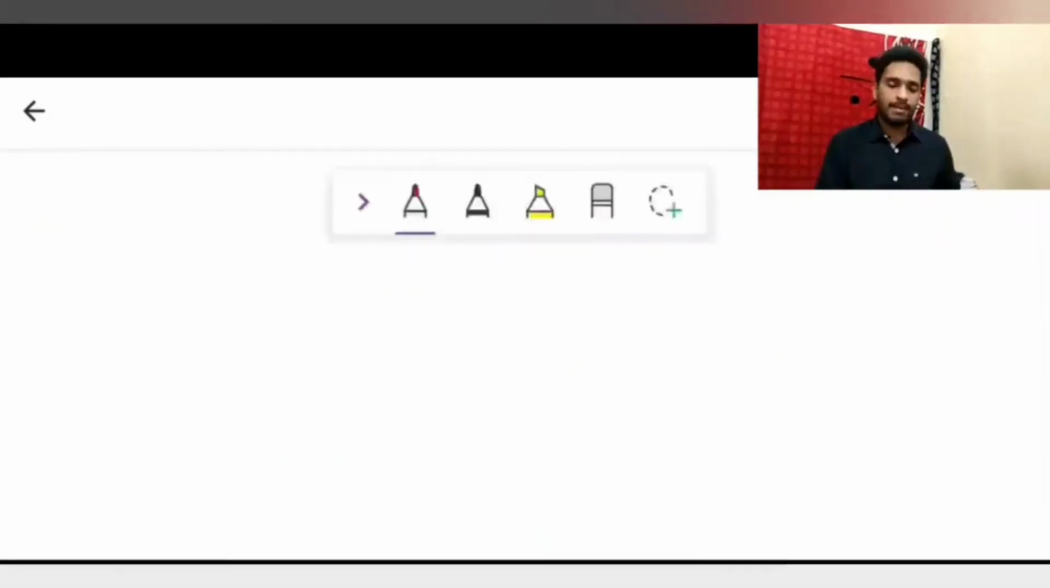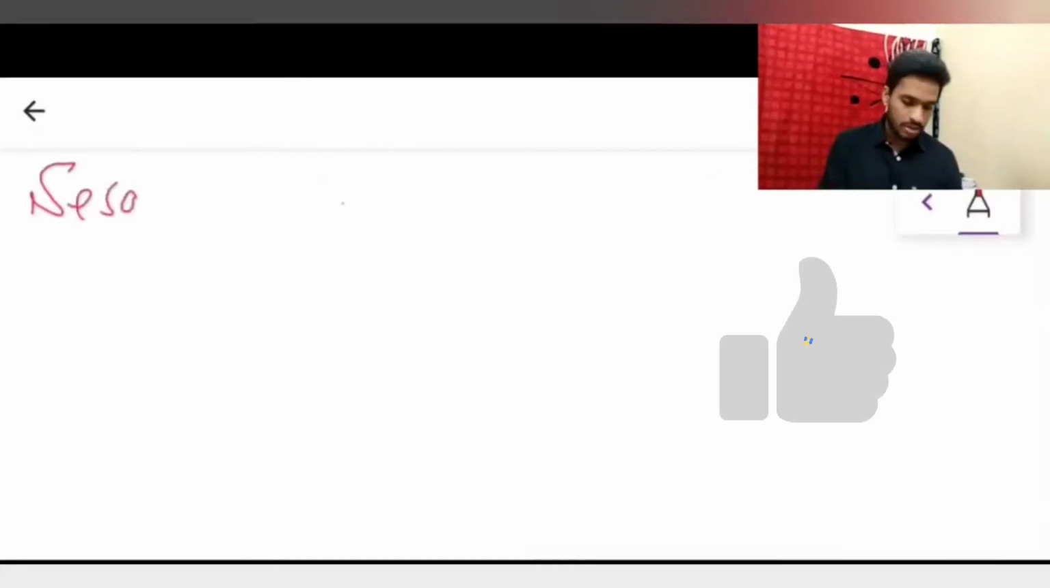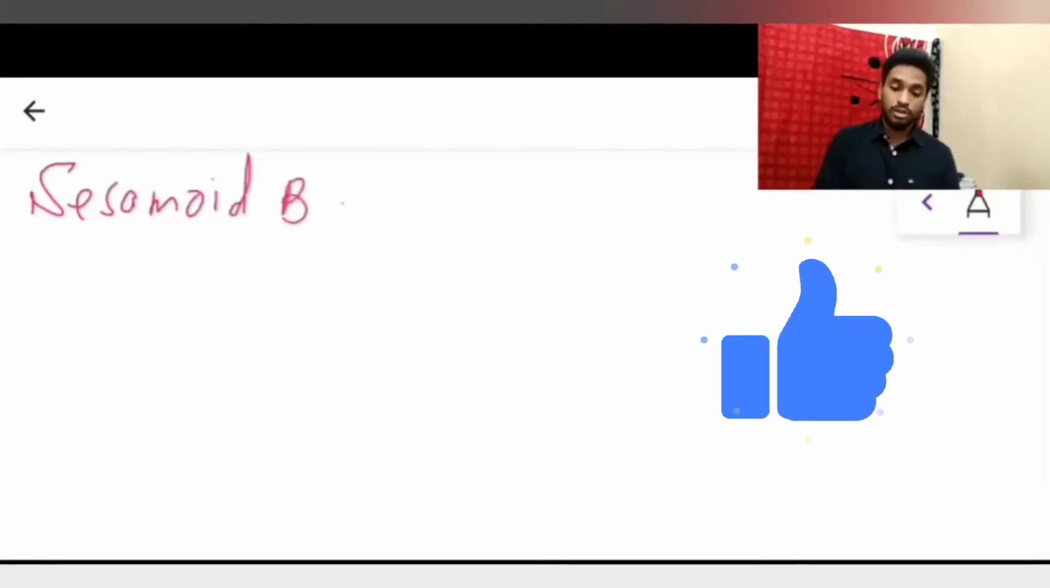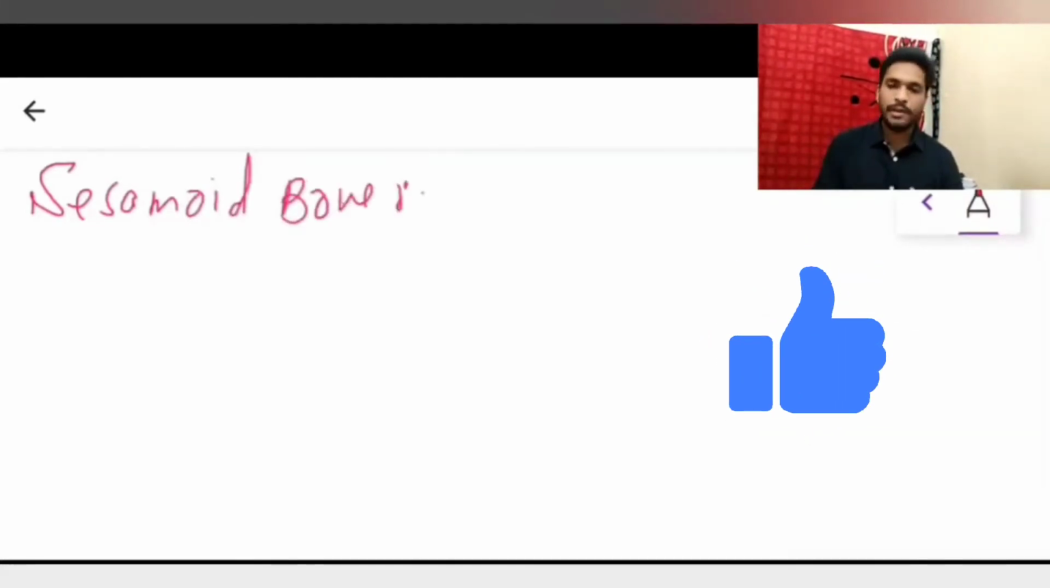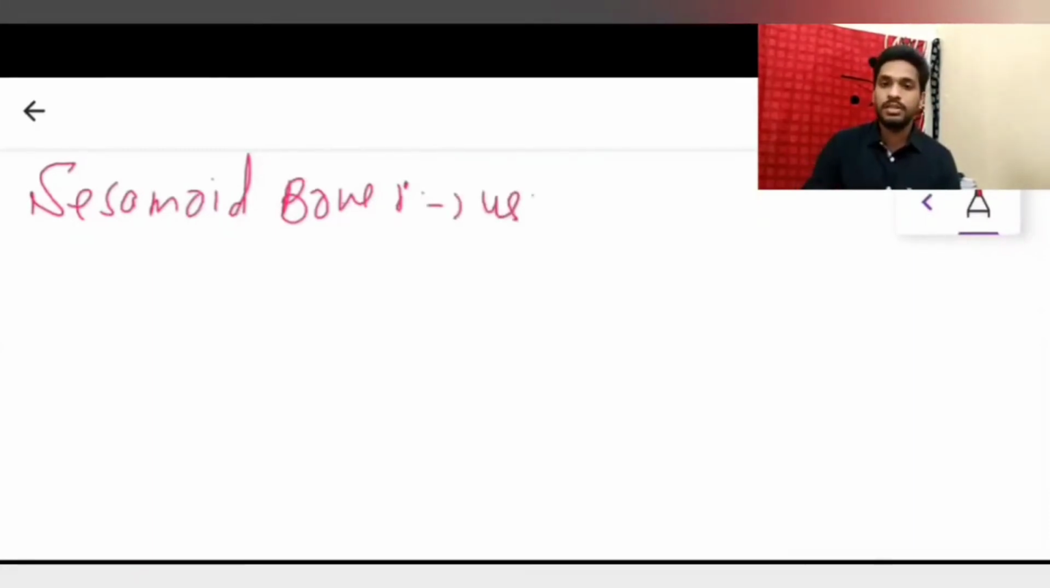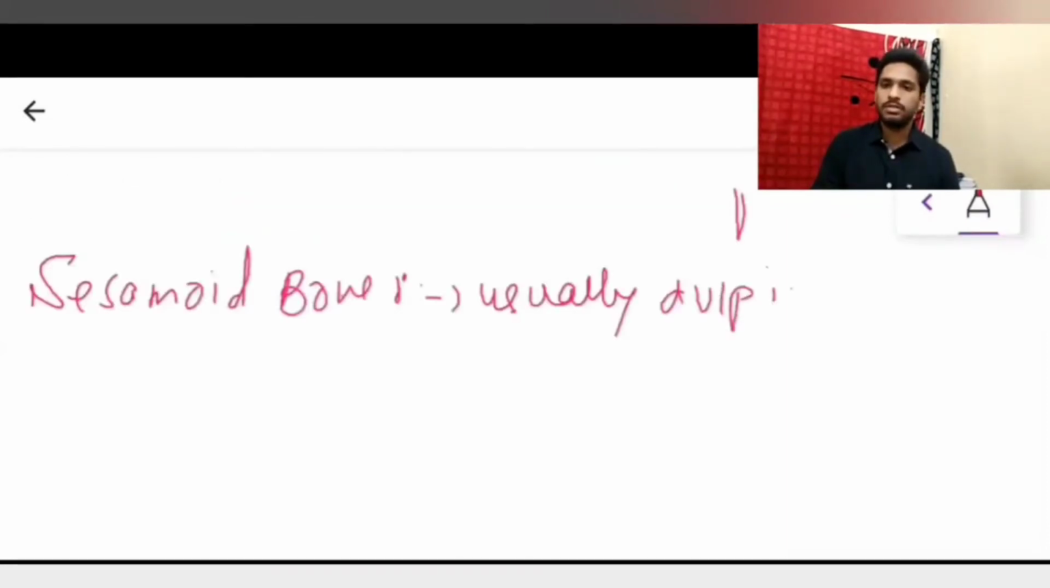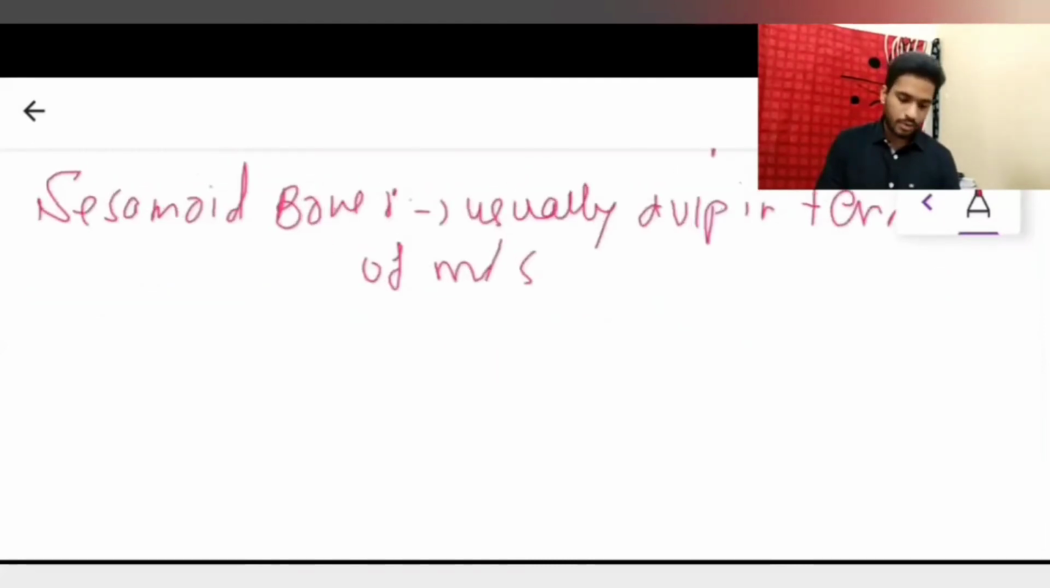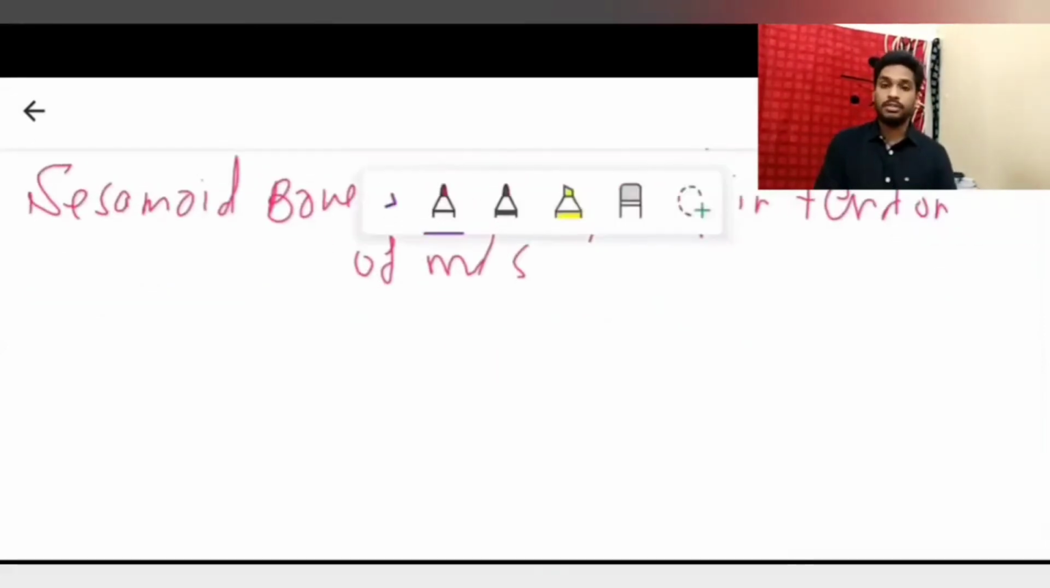Then the next type of bone is sesamoid bone. So sesamoid bone is very important. What we should know about sesamoid bone, they usually develop in the tendon of muscles. Then the second important thing is they develop after the birth. They are not present at birth.